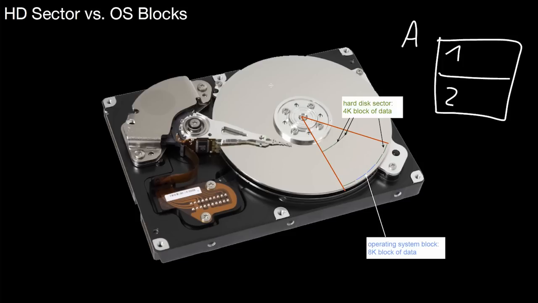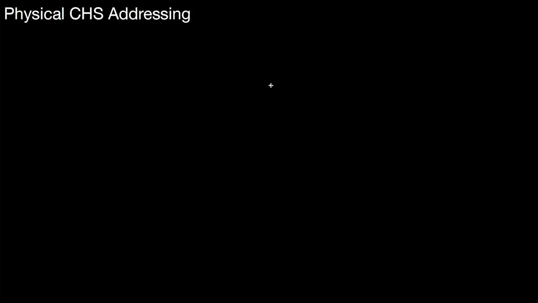Well, originally one could address the different sectors physically, and that was called physical CHS addressing, where CHS means cylinder, head, and sector. So with three numbers, you could identify any sector on that device. For example, if you had 1024 cylinders, 16 heads, and 256 sectors per track, then you could identify each sector with that number. That was used for old devices.